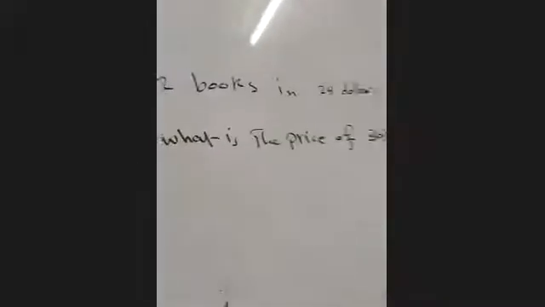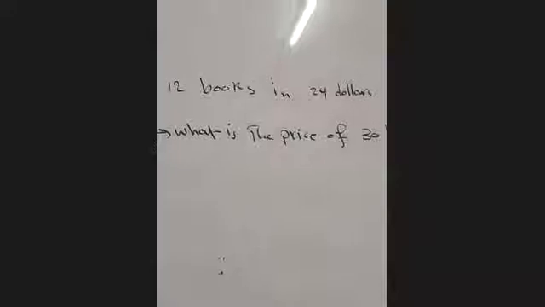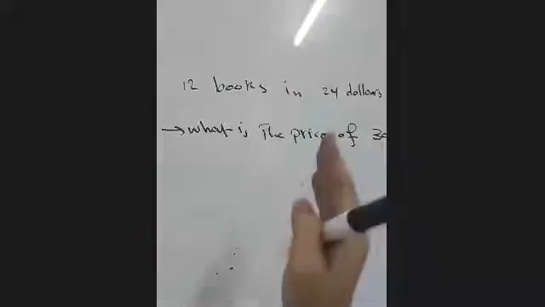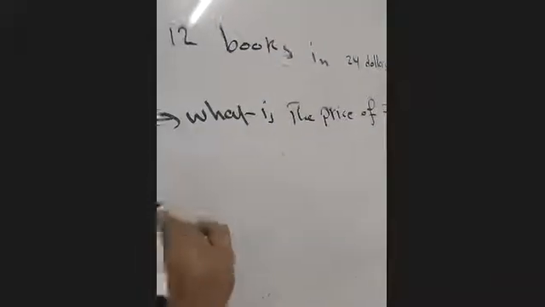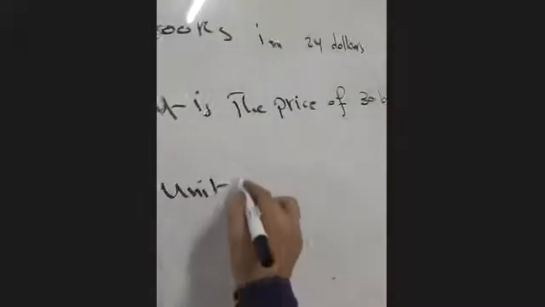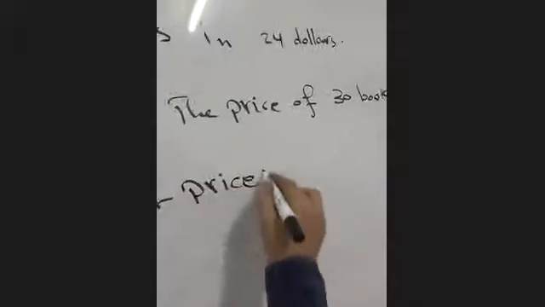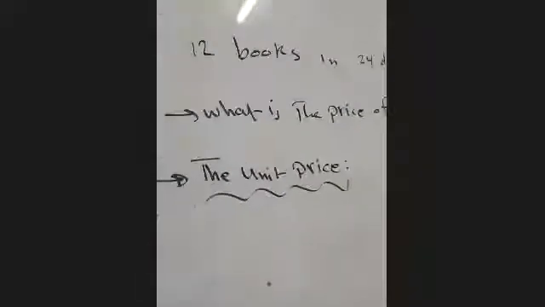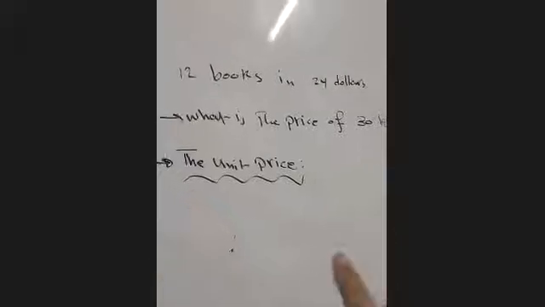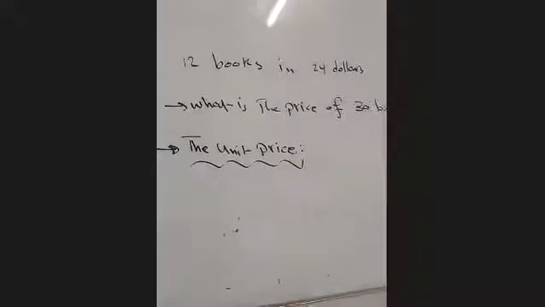Let's go back here. 12 books for $24. Do I know the price of 1 book? No. I know the price of 12 books. So here, guys, the first step, we need to find the unit price. The unit price means the price of 1 book. How do we find the price of 1 book? We make our rate and turn it into something we know very well. We call it the unit rate.